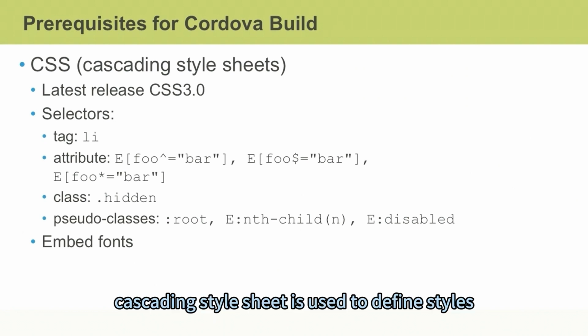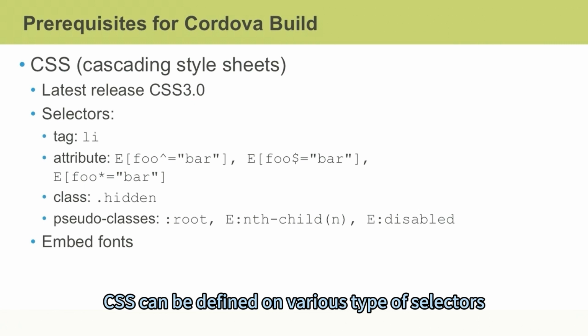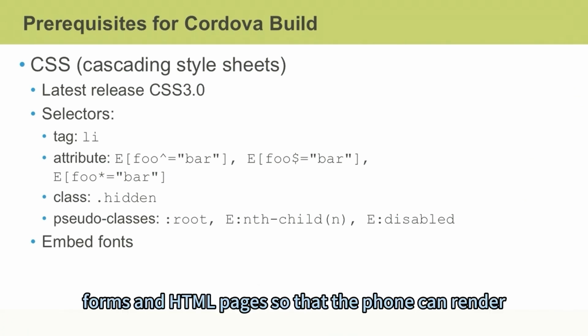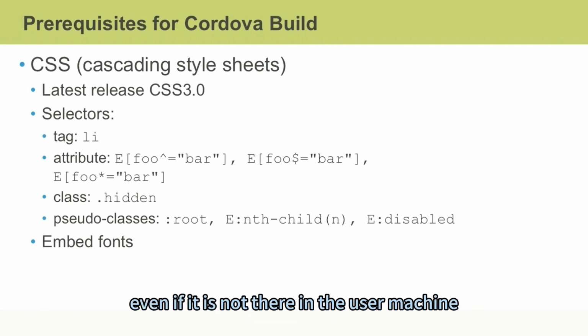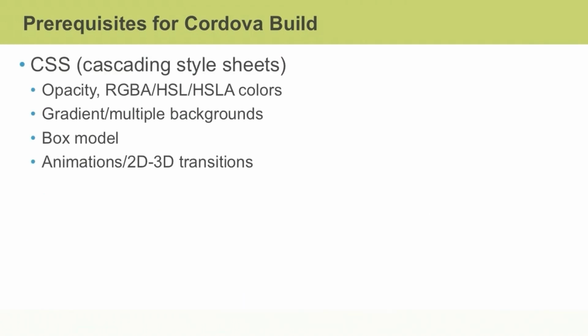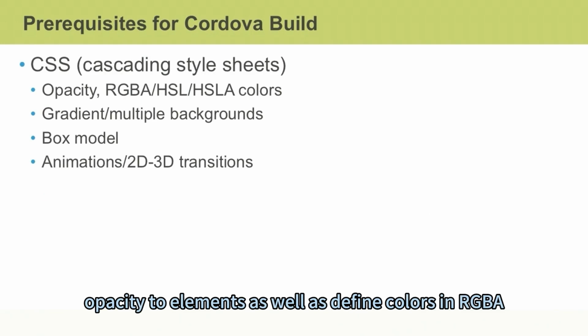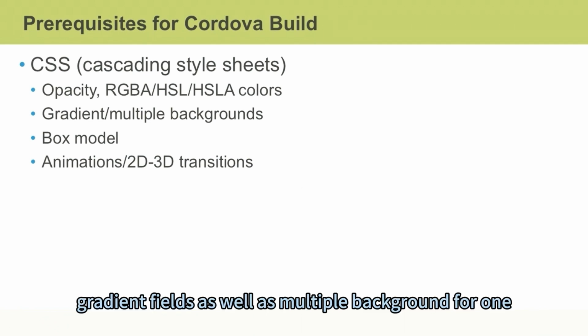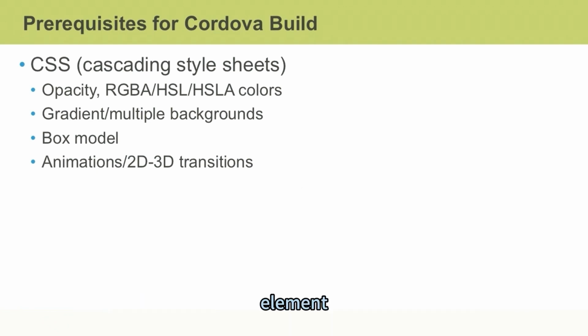CSS, or cascading style sheet, is used to define styles. CSS can be defined on various types of selectors like tag, attribute, class, or pseudo-classes. Using CSS, you can also embed fonts in HTML pages so that the phone can render them even if they are not there on the user machine. Using CSS, you can define opacity for elements as well as define colors in RGBA, HSL and HSLA color formats. Define gradient fills as well as multiple backgrounds for one element.